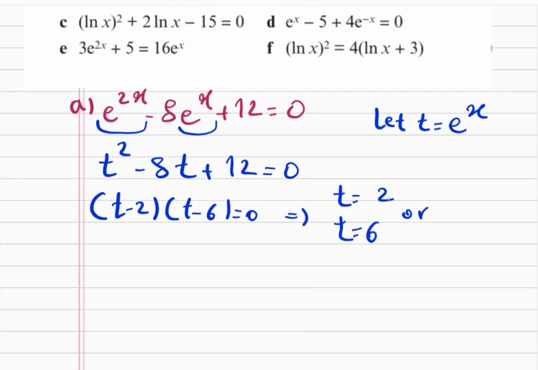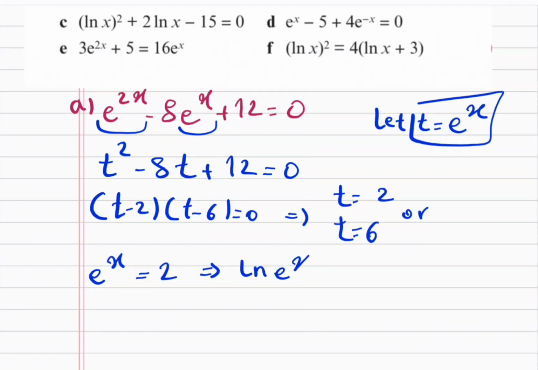So we can substitute now each of these values into this equation, into the value of t. So the first case is when e to the x is equal to 2. So now we can take ln of both sides. So the left hand side is ln e to the x is equal to ln 2, but ln e to the x, ln and e cancel out, so it's going to be x is equal to ln 2.